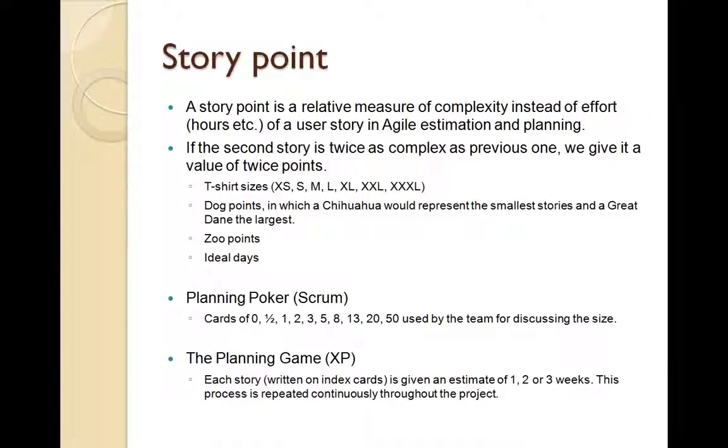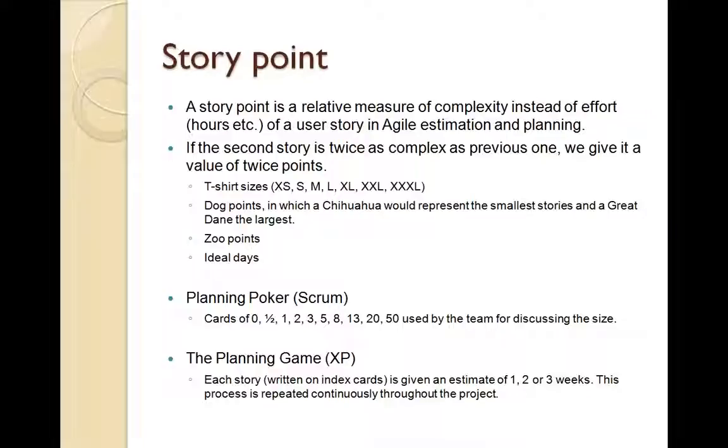The next method that is used in agile software development, or agile programming, is called story points. A story point is a relative measure of complexity instead of an effort, or instead of an absolute number of hours. So what we are trying to give is a relative sizing of the project, and this is used in agile estimation and planning. If I start with user story 1, a user story is a piece of functionality that I'm working on. I start with user story 1, and I say that this is a medium complex user story.